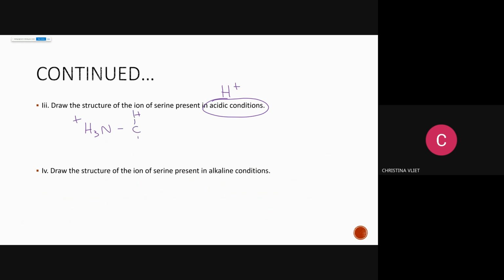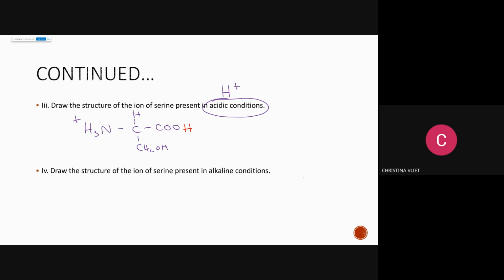This would all be the same. But instead of COO minus, this would now become COOH, and I'll change the O. That's the extra H. So every group that could be an acid or a base exists in its acid form if there's lots of H plus in the solution, because H plus is donated everywhere it can be donated. Kind of make sense?